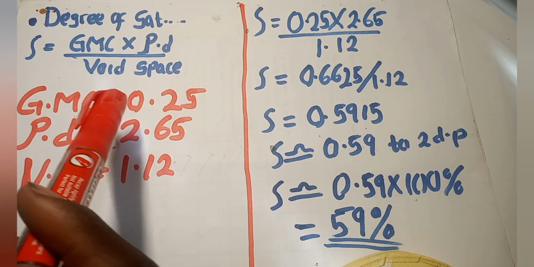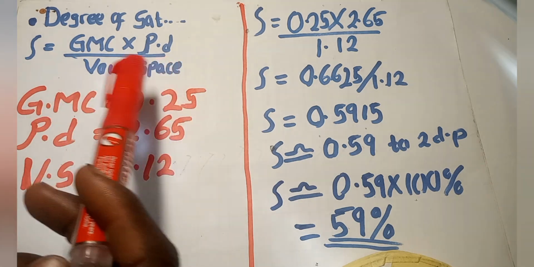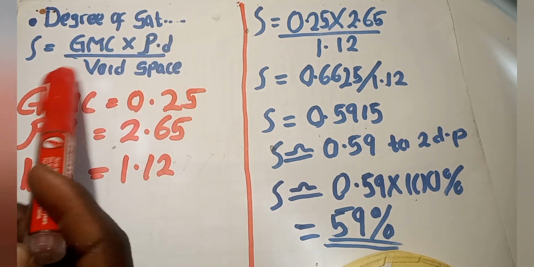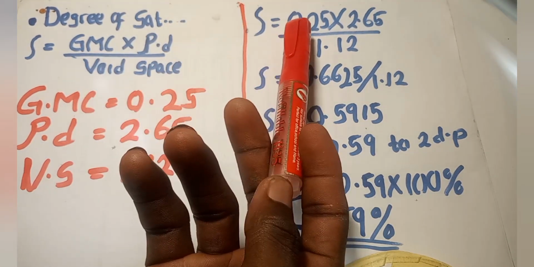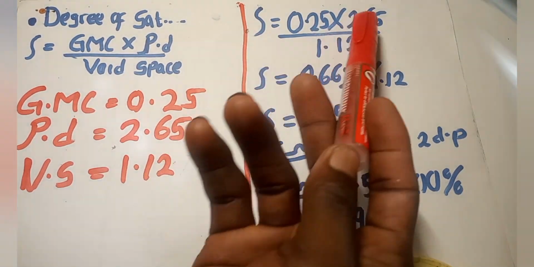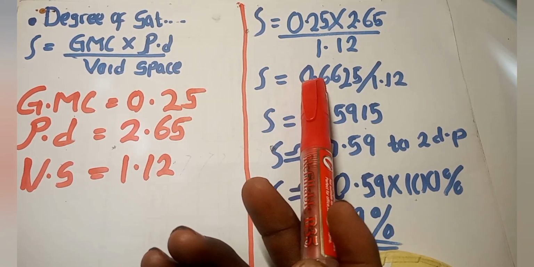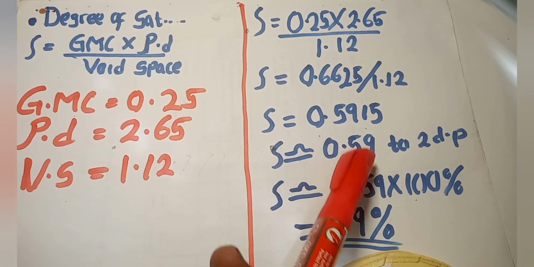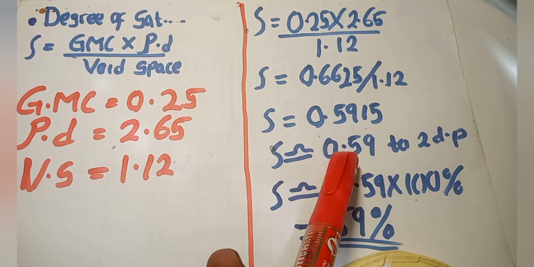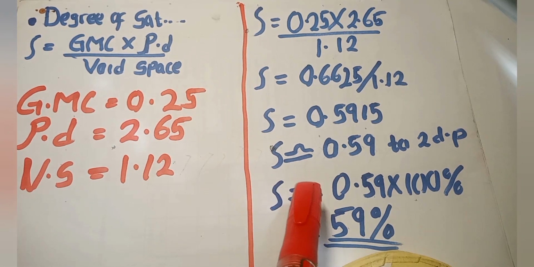So you want to calculate the degree of saturation. That is the degree to which the soil is able to permit water. You are going to substitute all this into the equation: 0.25, which is the GMC, times the particle density, all over 1.12. If you multiply this by this, then divide, you're going to have 0.5915. If you approximate to 2 decimal places, you have 0.59. Since the question says to calculate the degree of saturation in percentage, I multiply this answer by 100%. So I have my 59%.